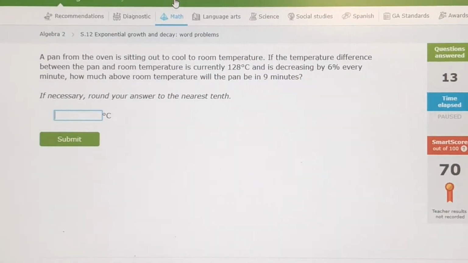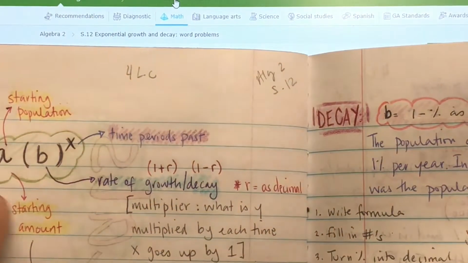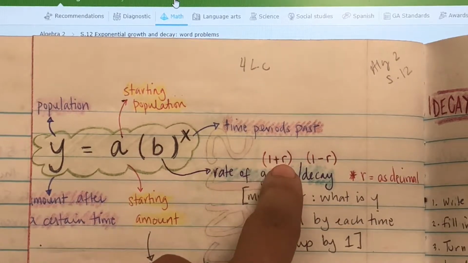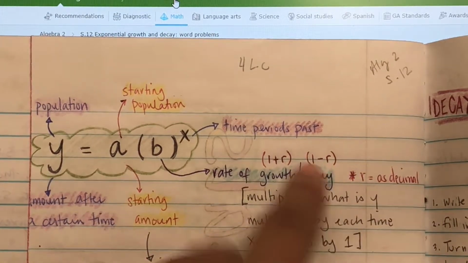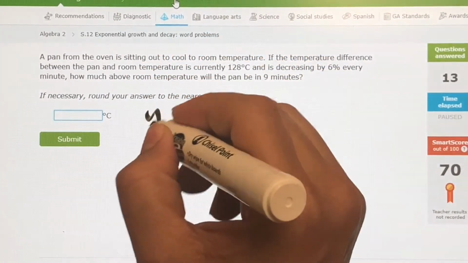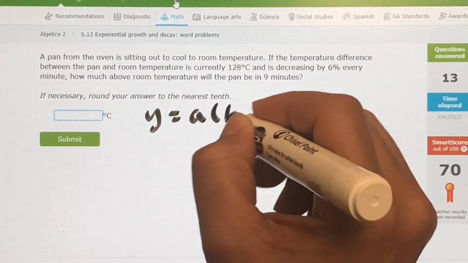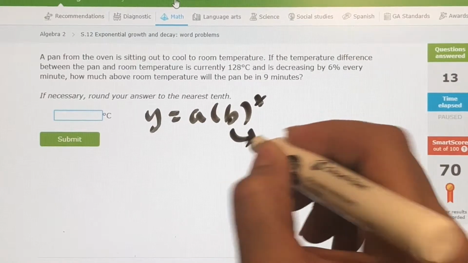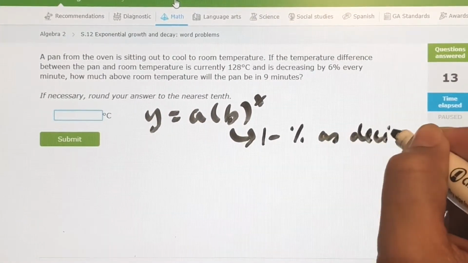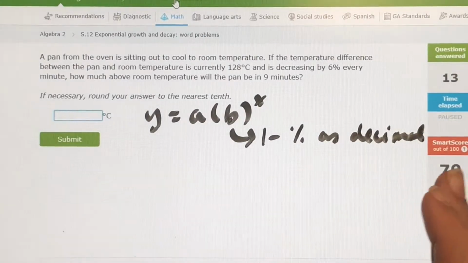Decay. So you get your formula sheet out again. This is the general formula, where B for growth is 1 plus the percent, and for decay it's 1 minus the percent. So we're going to do 1 minus this time, so write it down. You're going to do y equals a b to the x, where b, because it's decay, is 1 minus percent as a decimal, and then you just fill in the information.